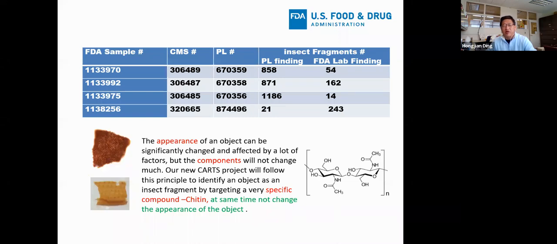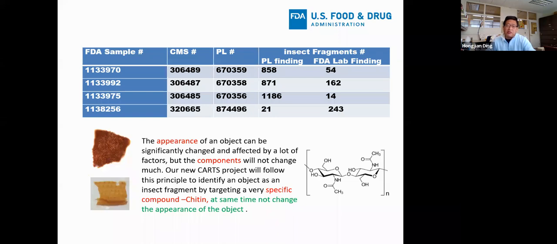It's very similar. But there is another kind of error they can make, like this private lab only found 21 insect fragments. But when we go to the FDA lab to audit, we find almost 10 times more, 243. So that's a kind of two-way error. If you don't have enough experience, you can make that mistake.